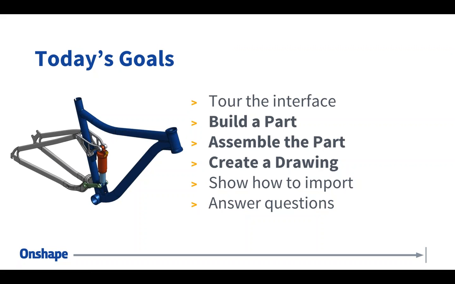Now, the idea behind this is taking you through a day in the life of an Onshape engineer, where I build a simple part, I assemble that part in my assembly, and I create a drawing of that part. So again, very simple. We're going to walk through it rather quickly, but give you an idea of going from start to finish. What are all the steps that are involved?